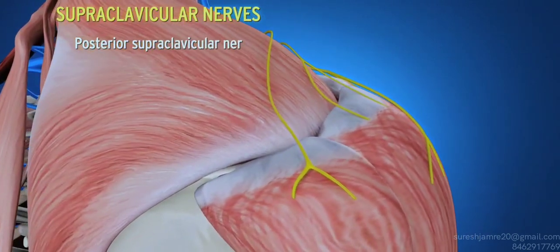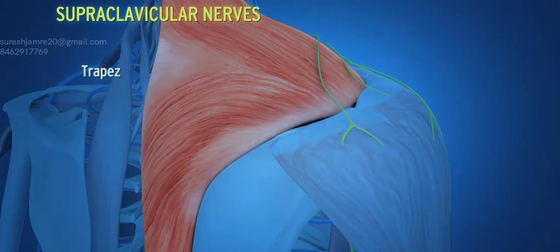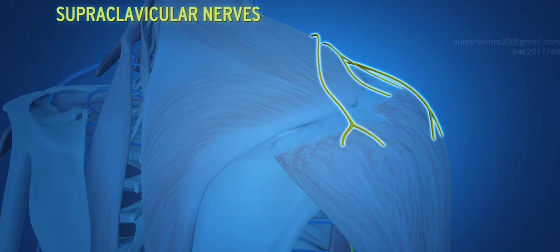Posterior supraclavicular nerve. The posterior, also called as lateral supraclavicular nerve, pass obliquely across the outer surface of the trapezius and the acromion and supply the skin of the upper and posterior parts of the shoulder.